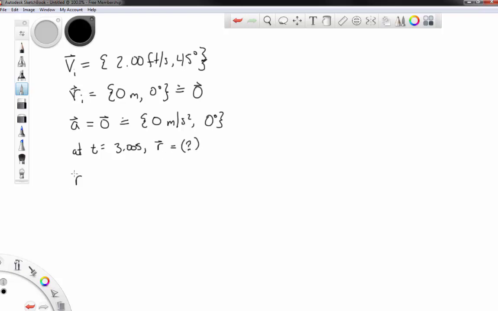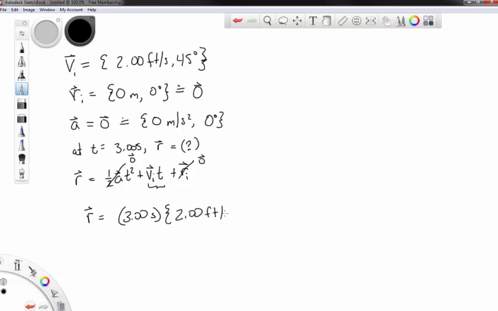So as a 1D kinematics problem, we might write r is 1/2 a t squared plus v initial t plus r initial, and this is 0, this is 0. So we're left only with this thing right here, and it was 2 feet per second times 3 seconds. So r is going to be 3 times 2.00 feet per second, comma 45 degrees. The only thing that we actually multiply this 3 by is the magnitude part. So we would end up with r equals 6.00 feet per second, comma 45 degrees. Okay, so fairly straightforward there.